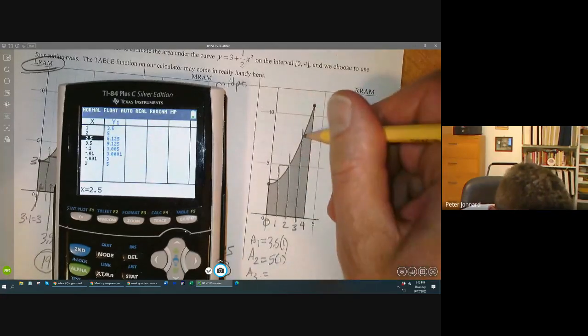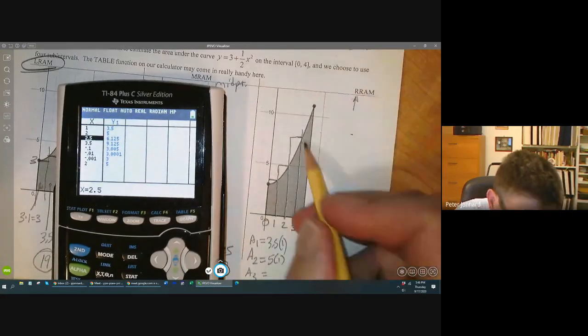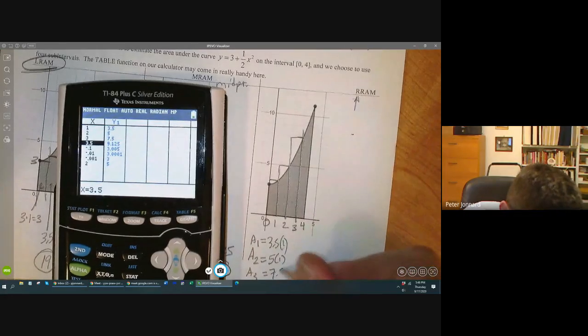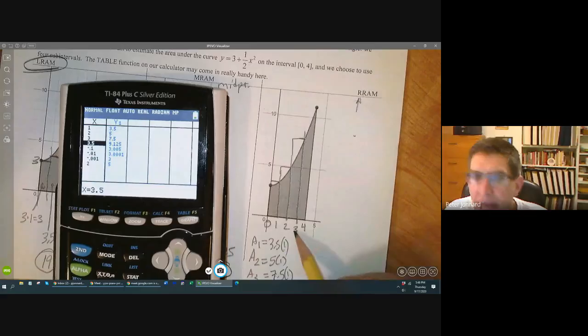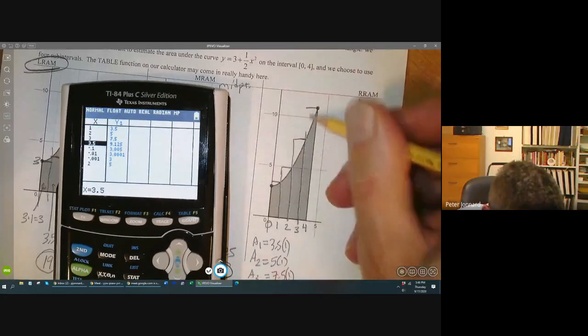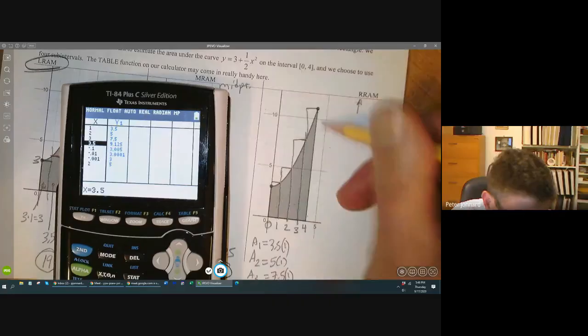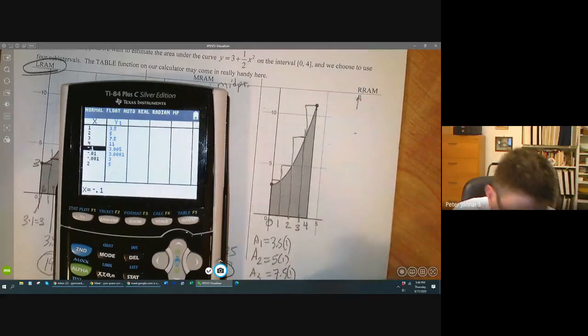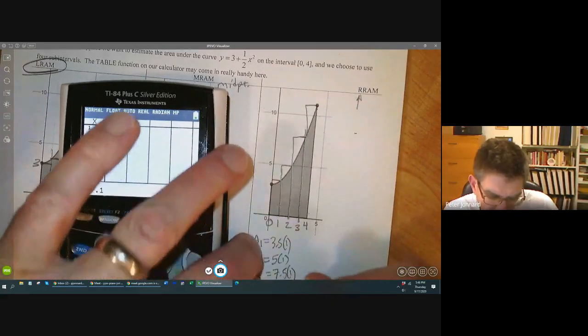Okay, area 3 is the third rectangle. The right edge of that one is here. I think we worked that out earlier, that was 7.5, right? If I do a 3, that would be 7.5 times 1. Okay, and then the last rectangle is here. That looks like that's at an 11. I use the right edge of the interval. So if I put in a 4, I end up with an 11. So the fourth area is 11 times 1, okay?